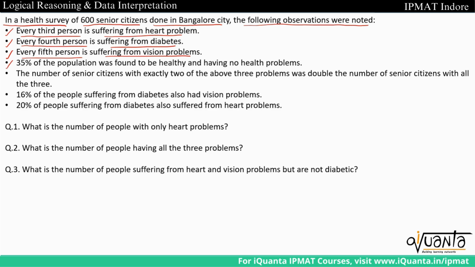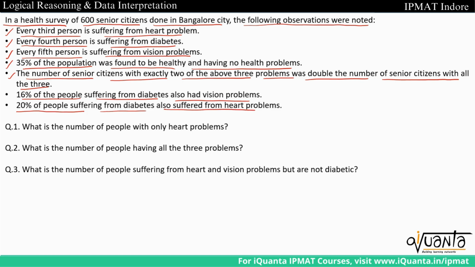Then the next one is, 35% of the population was found to be healthy and having no health problems. Next one is, the number of senior citizens with exactly 2 of the above 3 problems was double the number of senior citizens with all the 3. 16% of the people suffering from diabetes also had vision problems. Then 20% of the people suffering from diabetes also suffered from heart problems.